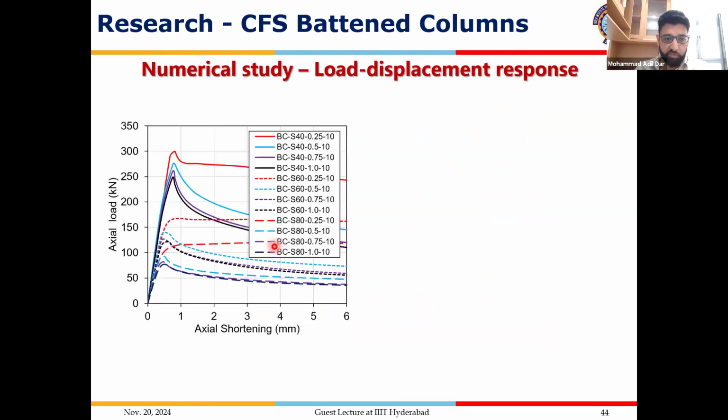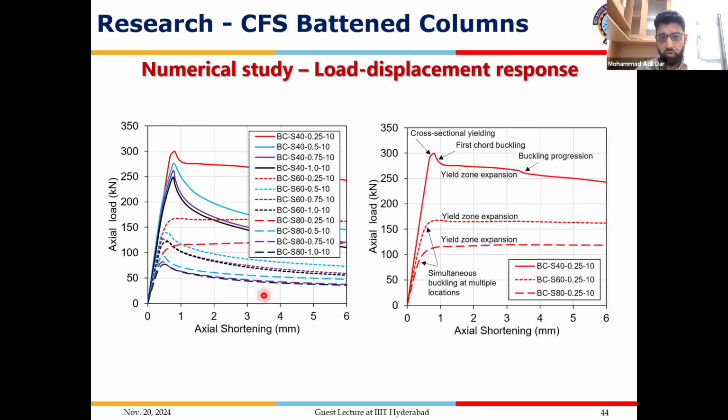Moving on to the load displacement response, this is for stub columns. So you see a good post-yield strength, where we get a post-peak response of higher magnitude despite the thin-walled nature, mostly because of the stub column nature.